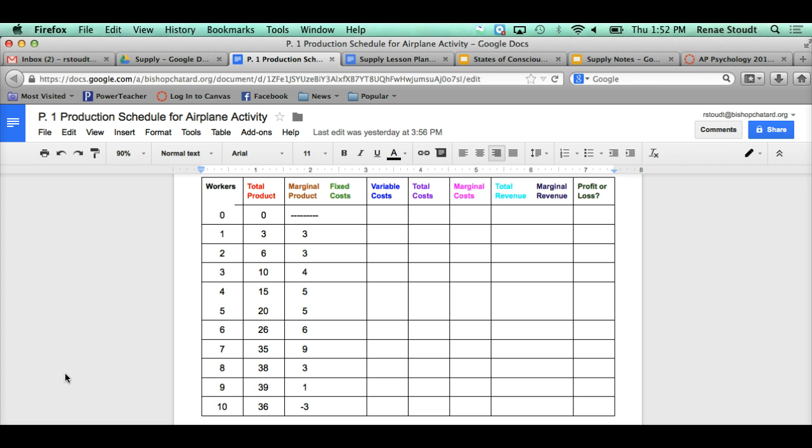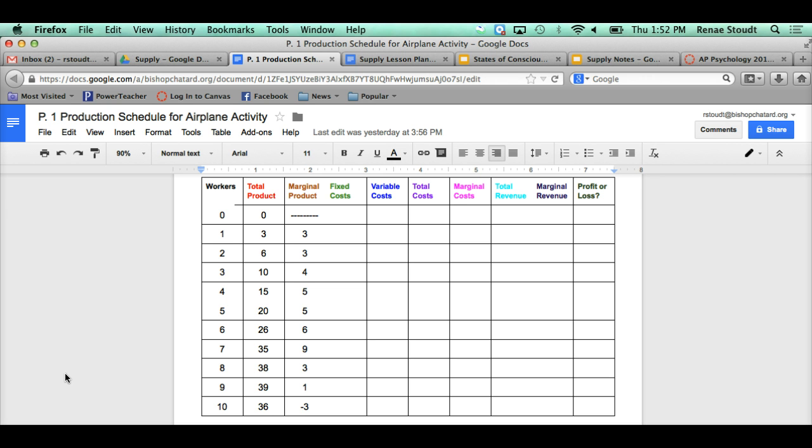What's our big red flag for negative returns? What screams at you, negative returns? This -3 in marginal product. Anytime you have negative returns, you're going to have a negative marginal product. Okay? So make sure, because this is what I will have you do on your homework, you're going to need to be able to label the 3 stages of production. So the big thing that you want to look at is your marginal product.